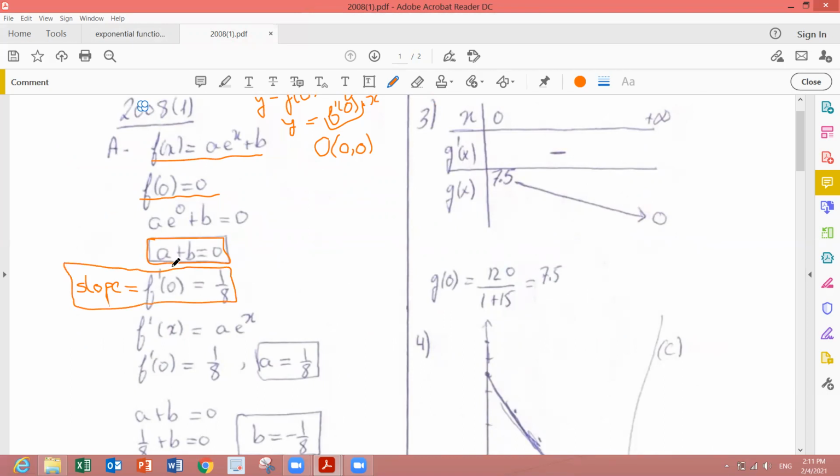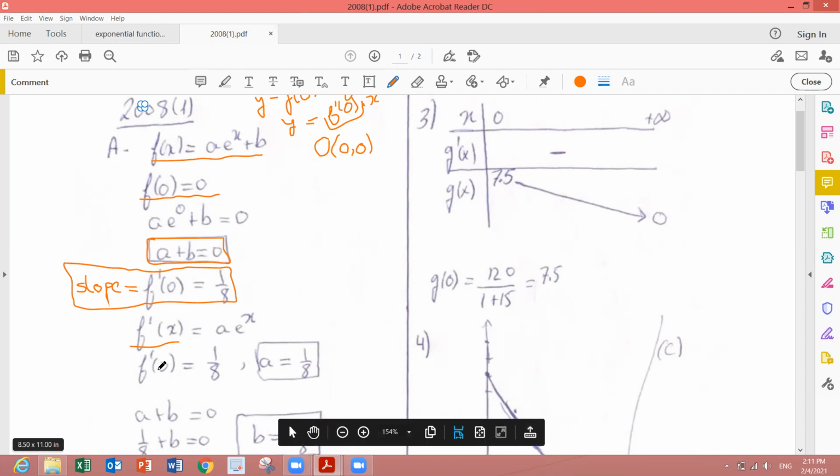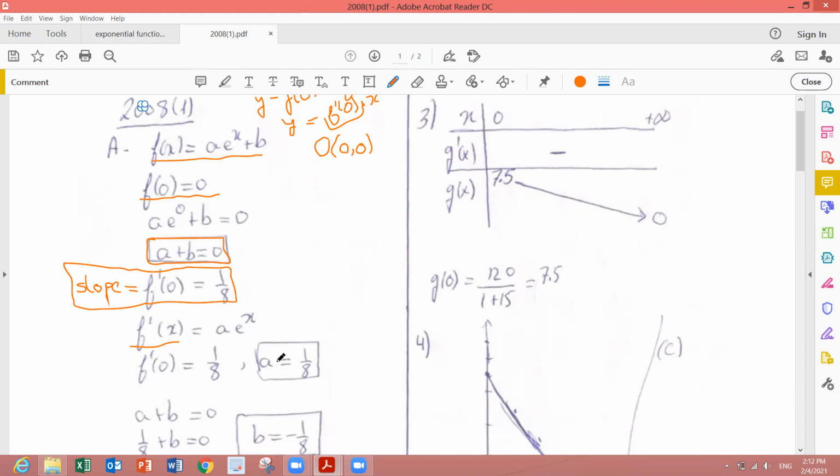To calculate f prime of 0, I have to calculate f prime of x. F prime of x equals a e to the x. Derivative لل e to the x is e to the x. So derivative لل a e to the x is a e to the x. Derivative لل b is 0. F prime of 0 equal 1 over 8. It means that a e to the 0 equal 1 over 8. So a equals 1 over 8.